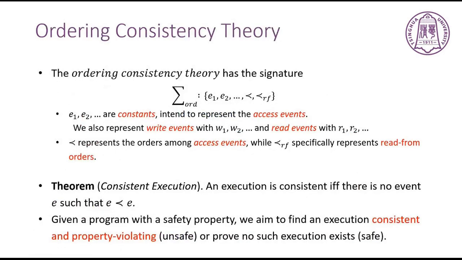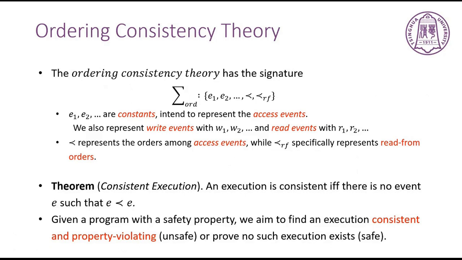Now we introduce our ordering consistency theory. It consists of events and orders between events. Among those orders, read-from orders are specifically labeled. A set of orders representing an execution is consistent if and only if there is no self-loop.